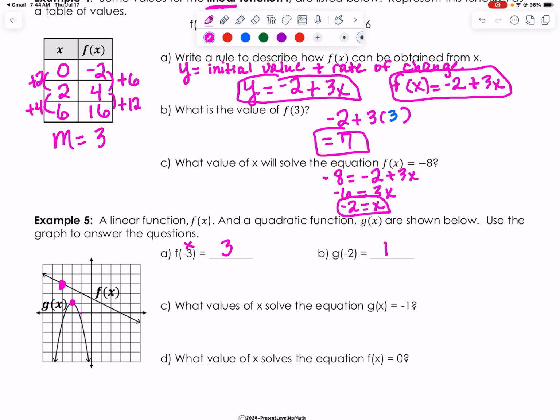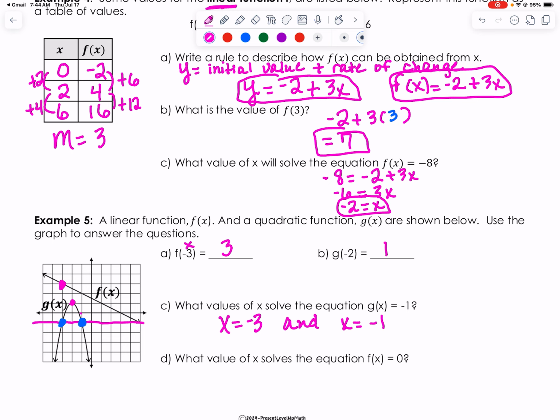Problem C, what values of x solve the equation g of x equals negative 1? So our output is negative 1. So I'm going to draw a line here at negative 1. And you can see there's two places that g of x would equal negative 1. Here and here. And what they're asking for is, what are those two x values? So 1, 2, 3, negative 3. And x equals negative 1.